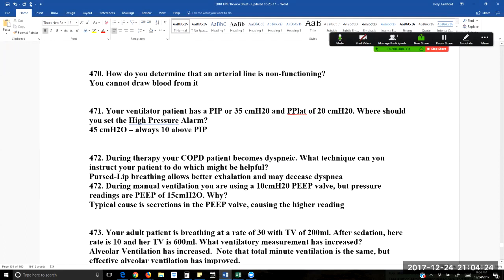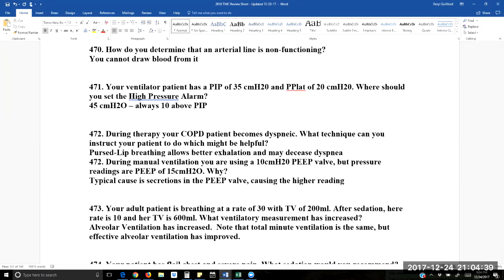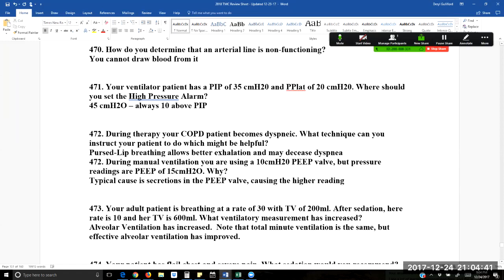Your ventilator patient has a PIP of 35 and a plat of 20. All right, PIP of 35, plat of 20. What does that tell you? Well, you should set the high pressure alarm at 45, 10 above the PIP.